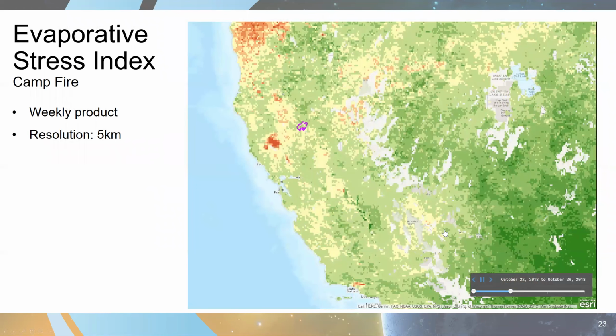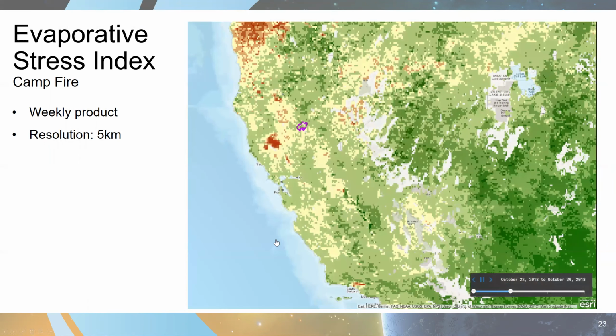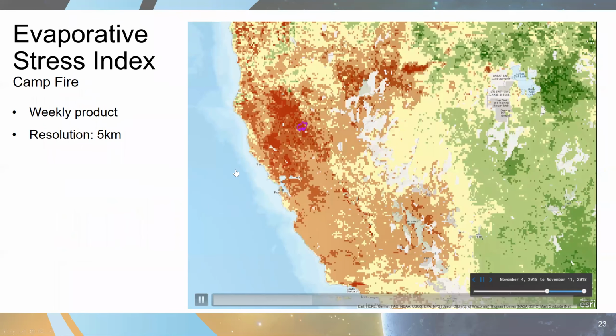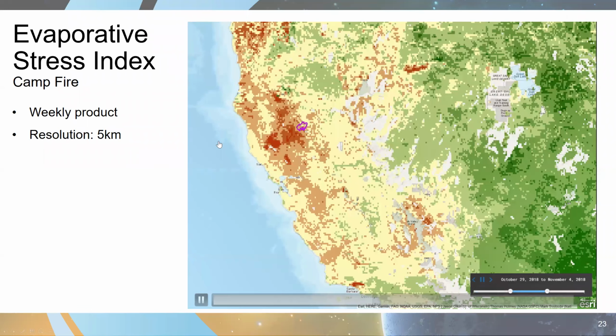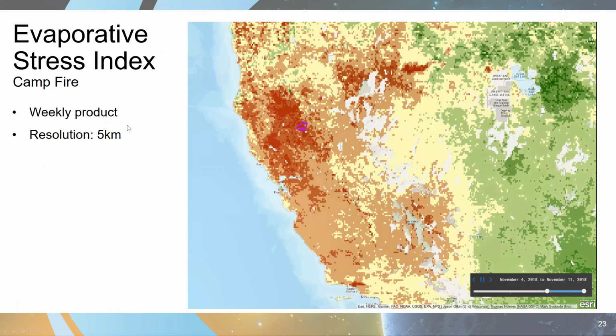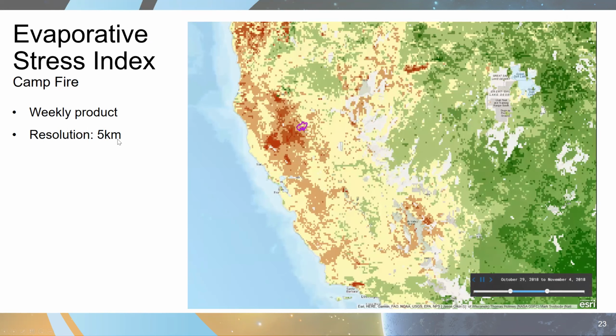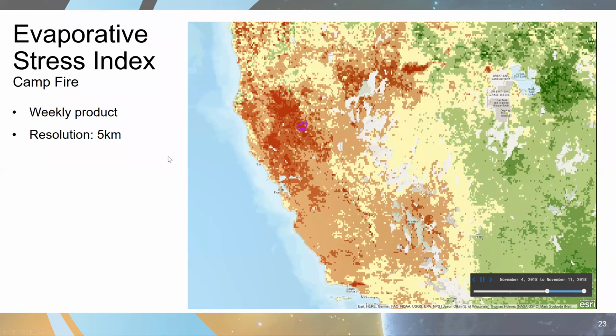We saw the evaporative stress index earlier, where it showed the vegetation drying out and the increased fire risk that happened around the Paradise Fire. This one is a weekly product though. The resolution is 5 kilometers, so it's pretty decent.